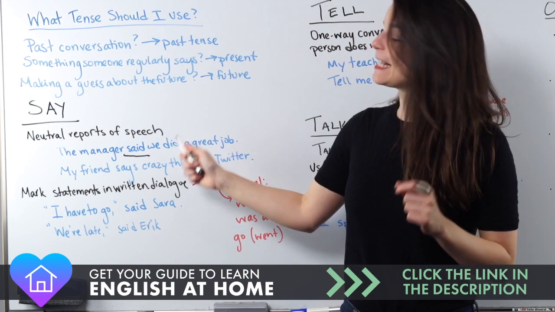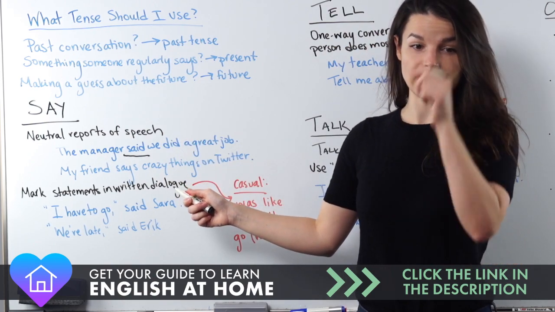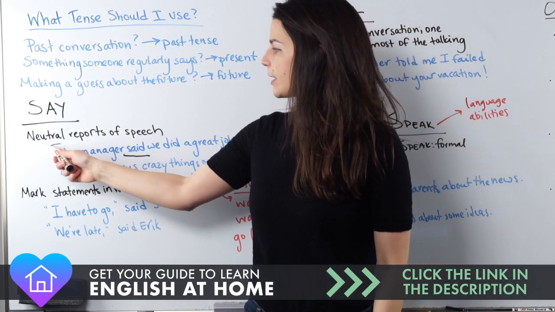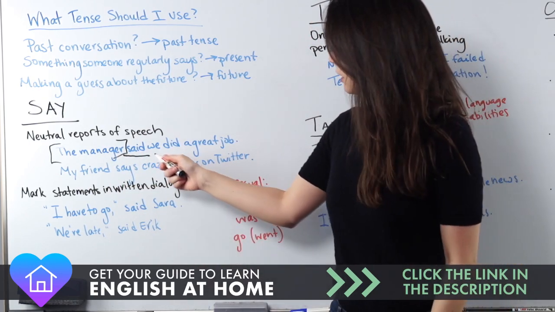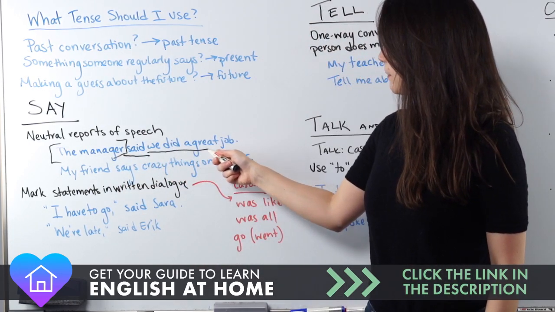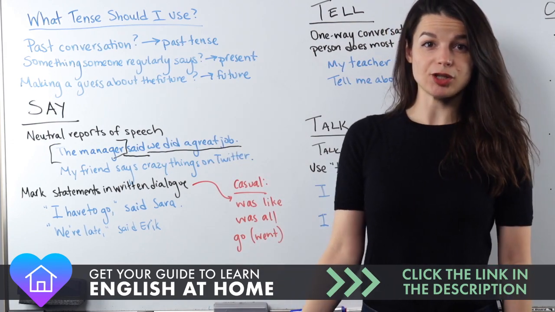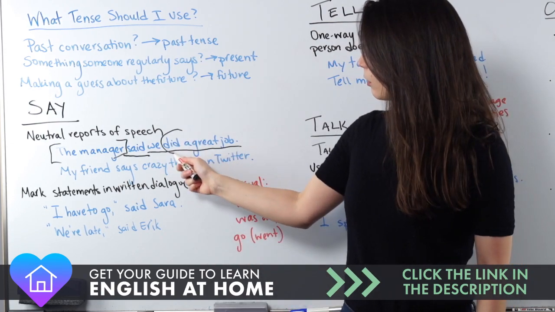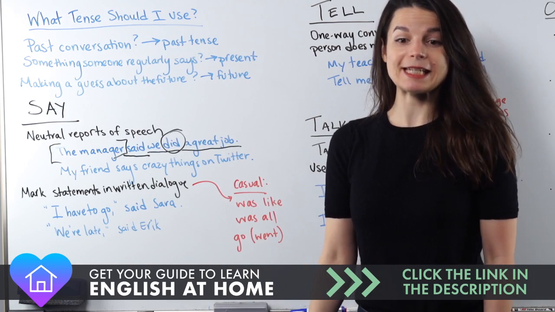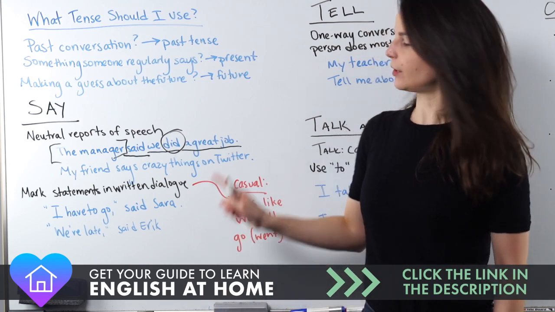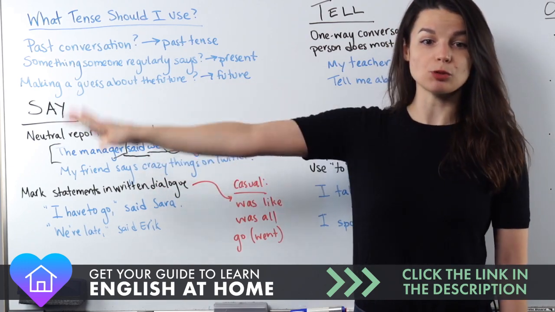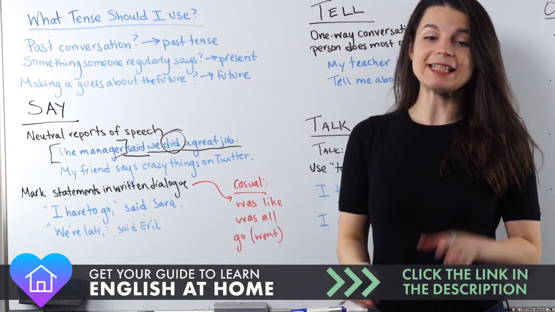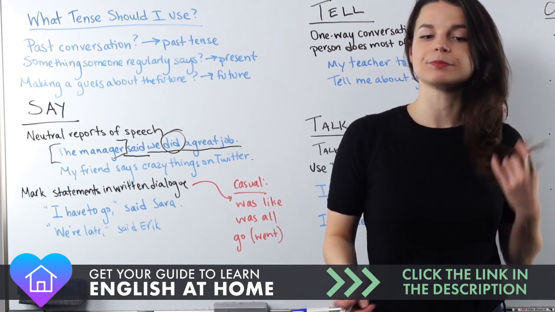The manager said, we did a great job. So here is the person speaking. The manager said, this was the comment. The manager said, we did a great job. Notice this verb is also in past tense. We did a great job. So this is a past comment, past situation. The manager said, we did a great job.